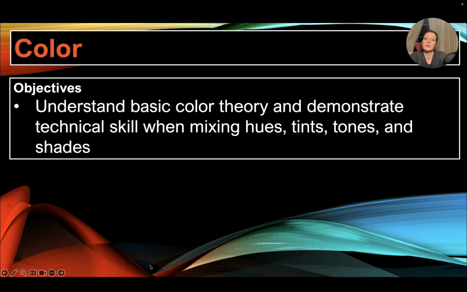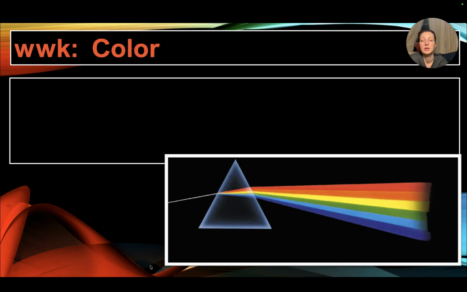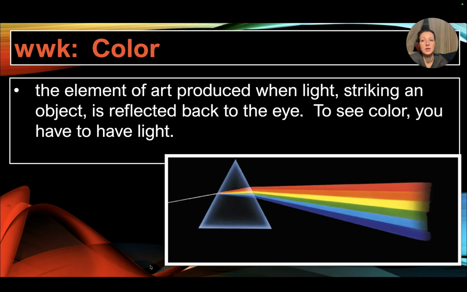Color. Our objectives are to understand basic color theory and demonstrate technical skill in mixing hues, tints, tones, and shades. Our word worth knowing is color. Color is the element of art produced when light striking an object is reflected back to the eye. To see color, you have to see light.